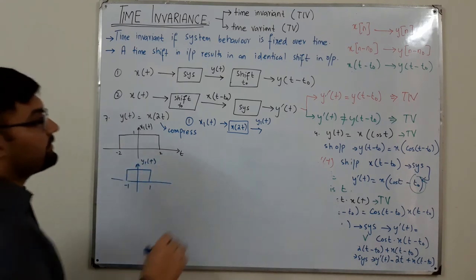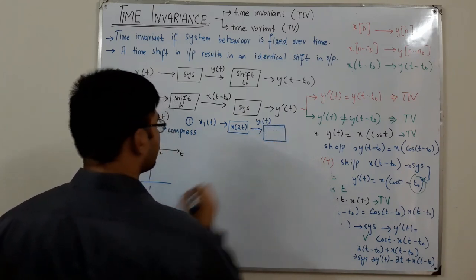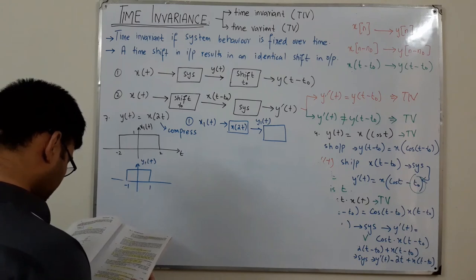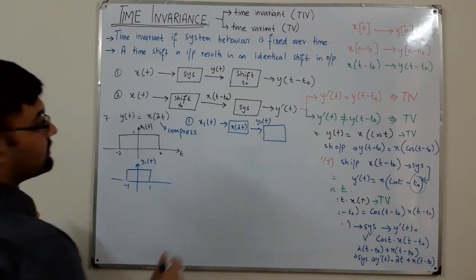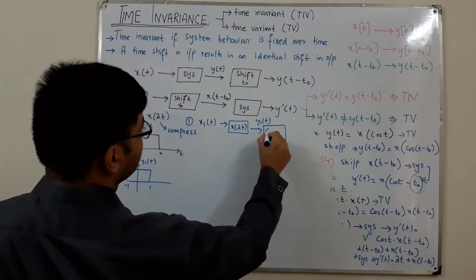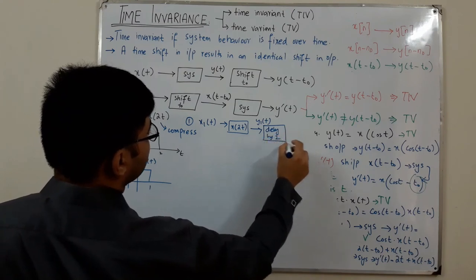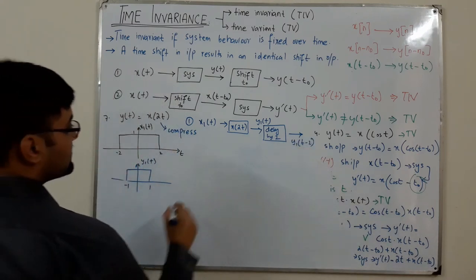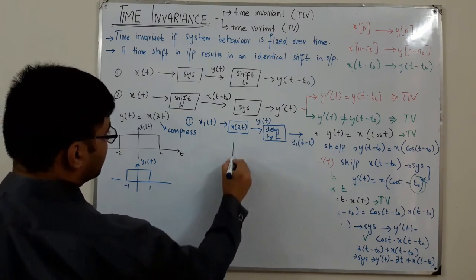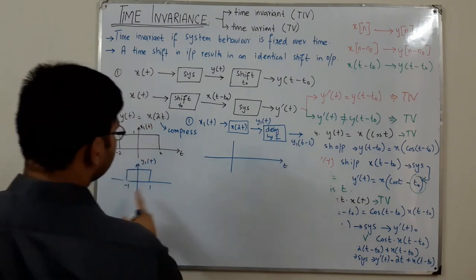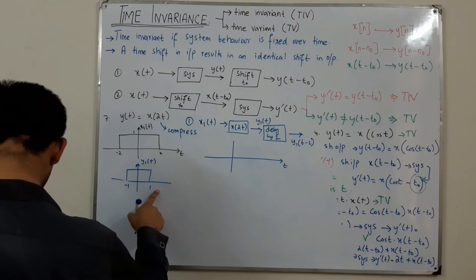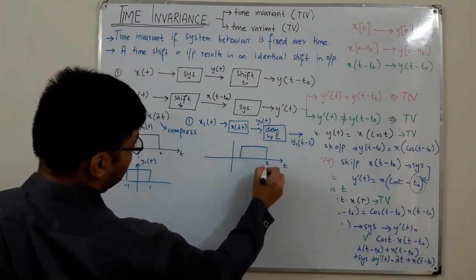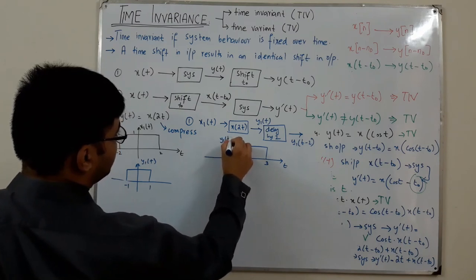Now what you do is you have to shift it. And what is the shift in this book that they have given? It is y1 of t minus 2. So you have a shift, a delay by 2 units. Which means the output that you have finally is y1 of t minus 2. So how do you draw it? You draw it like this. You delay it by 2 units, so it will come to 1 to 3. This would be y1 of t minus 2.